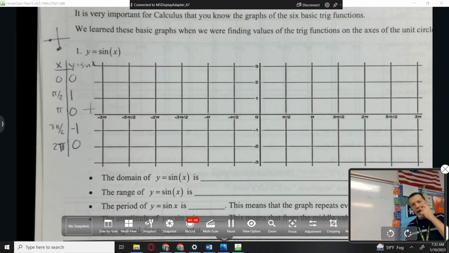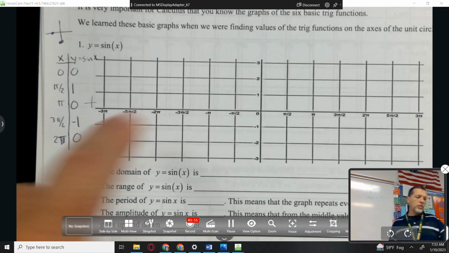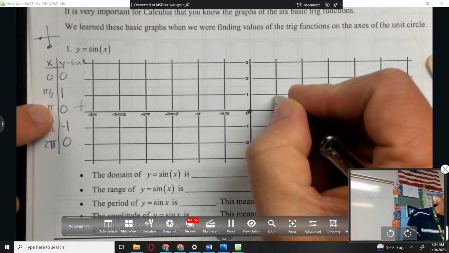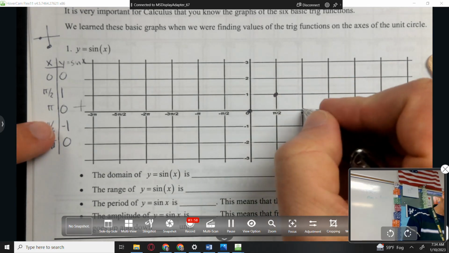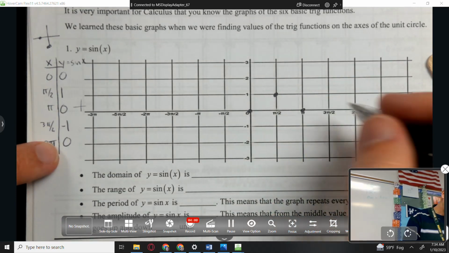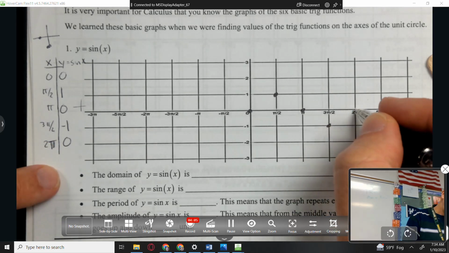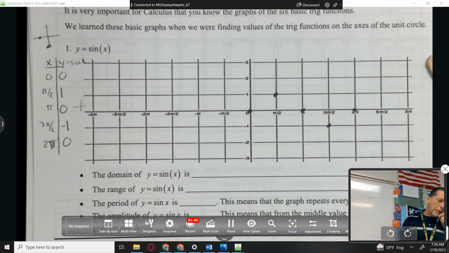So now we have some xy coordinates. Let's plot those on the graph. 0, 0; pi over 2, comma 1; pi, comma 0; 3 pi over 2, -1; and 2 pi, comma 0. Now, before you play connect the dots with this and have a jagged triangle looking thing, let's put a few more on there. What's the sine of pi over 4?